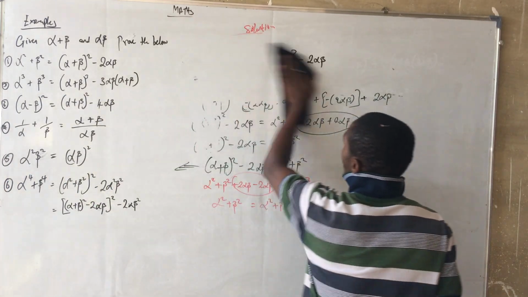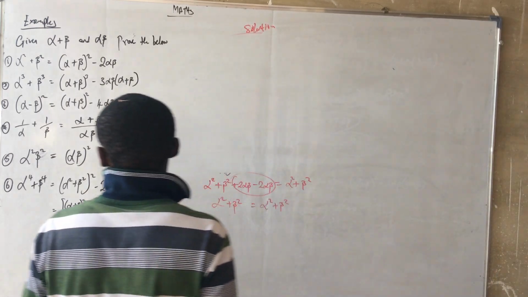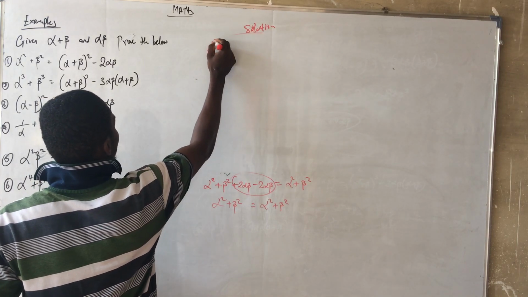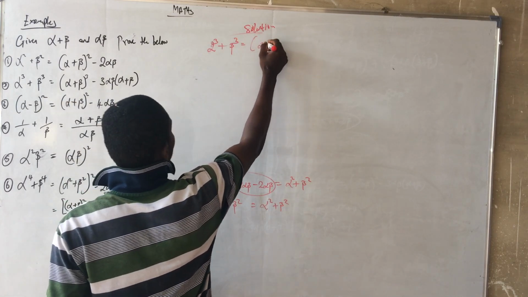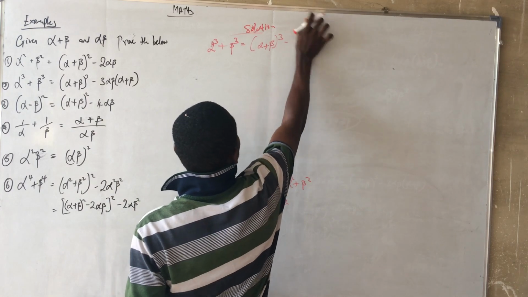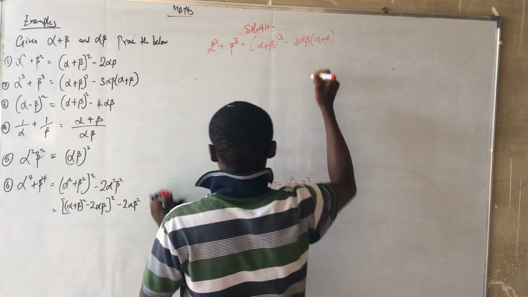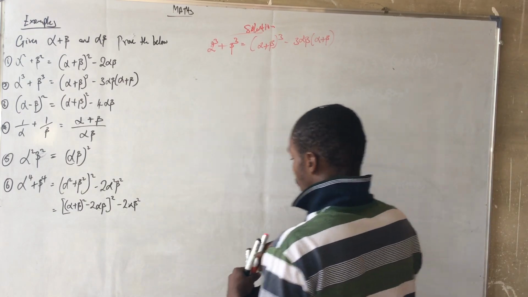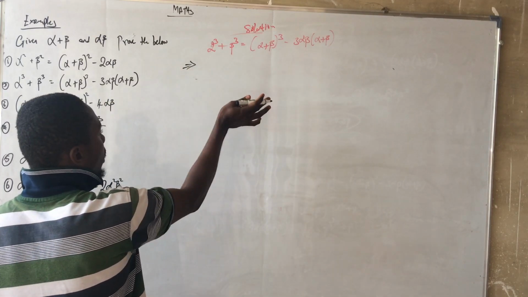So now that will give us a chance to solve number two. And number 2 says alpha cube plus beta cube is equal to alpha plus beta all cube minus 3 alpha beta times alpha plus beta. So like we usually do, we prove from the right hand side first.